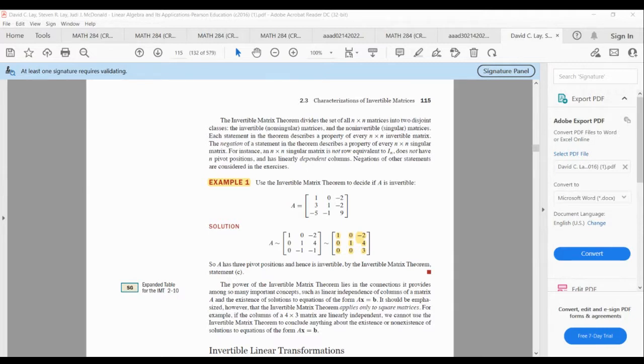That means by the invertible matrix theorem, A is invertible. Okay. So that's an example of how to use the invertible matrix theorem.